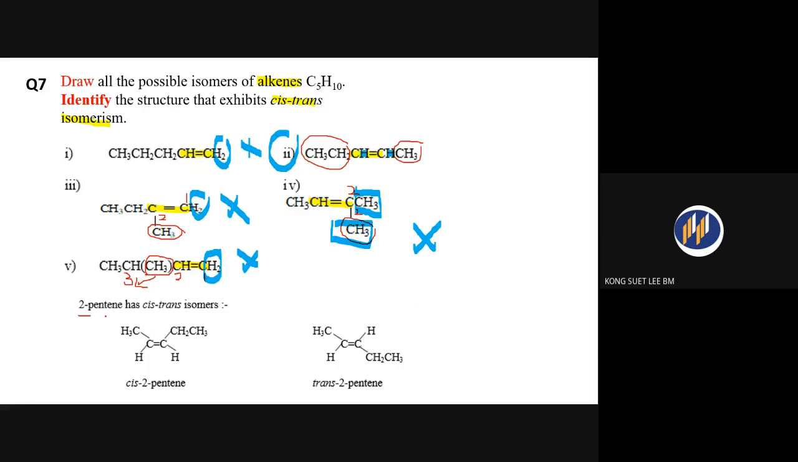So 2-pentene has cis trans isomers. The mark will be given when you answer that 2-pentene has cis trans isomers. Then you have to draw. This one is cis-2-pentene. This one is trans-2-pentene. Clear, class? Yes, madam. Okay, jot down.